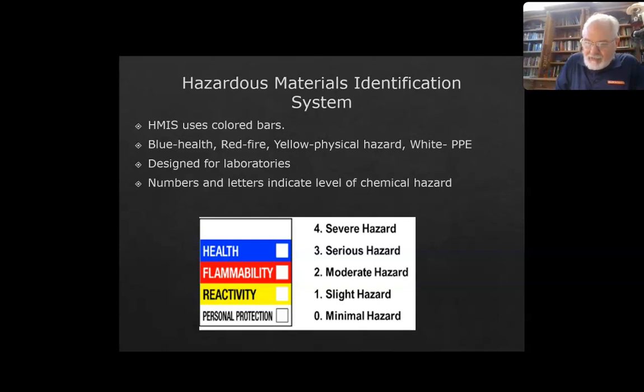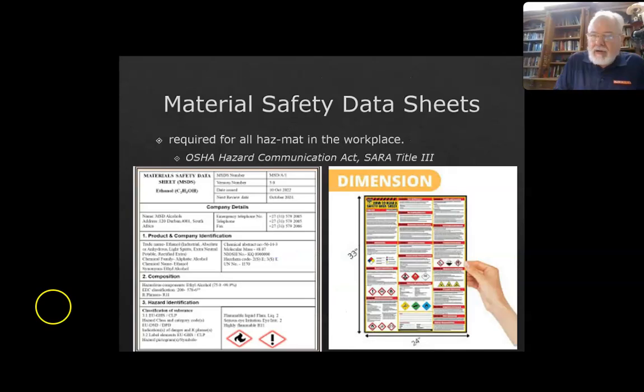An A in the white bar indicates safety glasses, B indicates safety glasses and gloves, and C indicates safety glasses, gloves, and an apron. Material Safety Data Sheets, MSDS, are required for all hazardous chemicals found in the workplace by OSHA, the Hazard Communication Act, SARA, and Title III. They provide better information than labels.